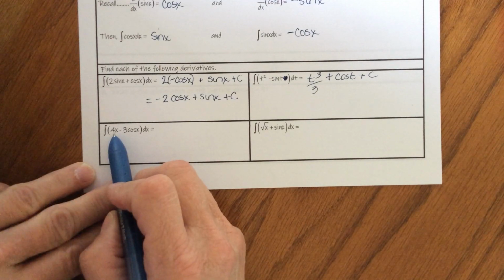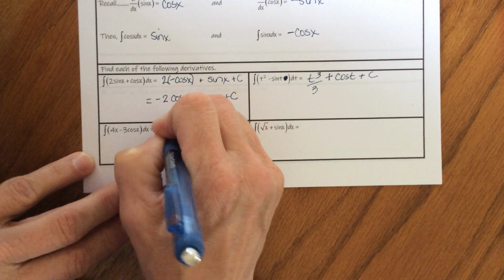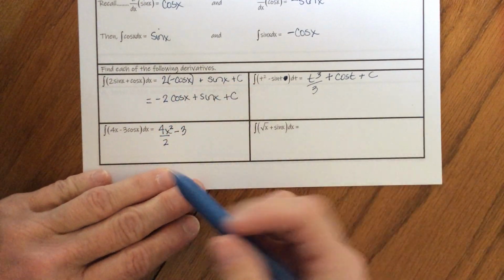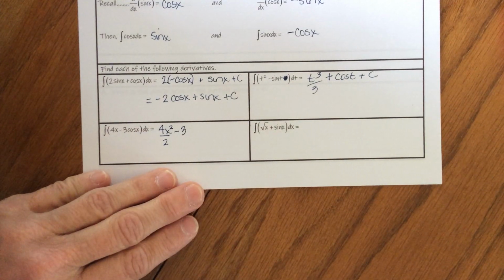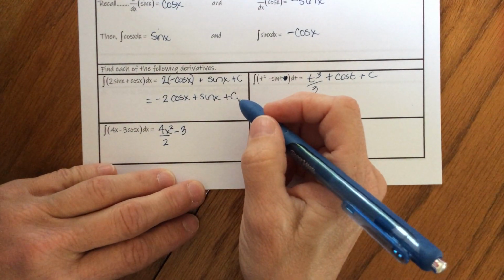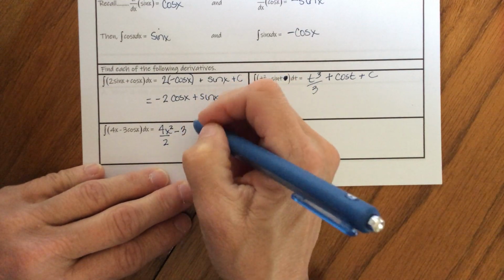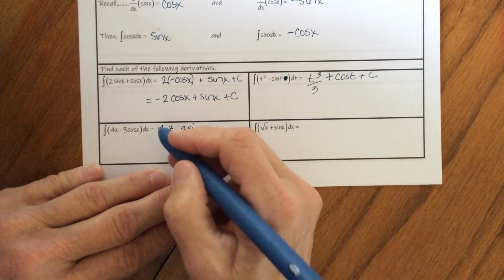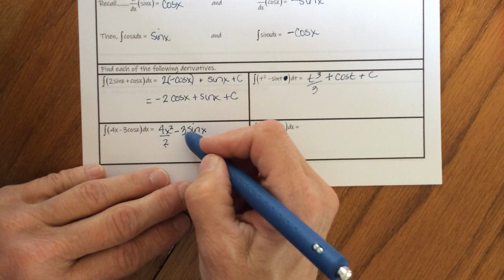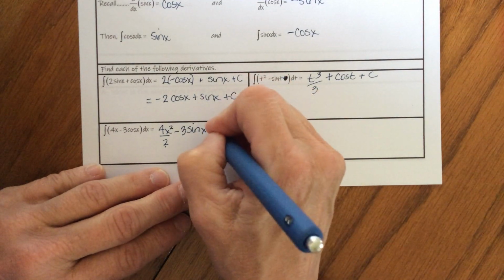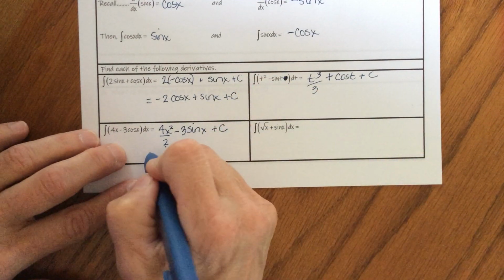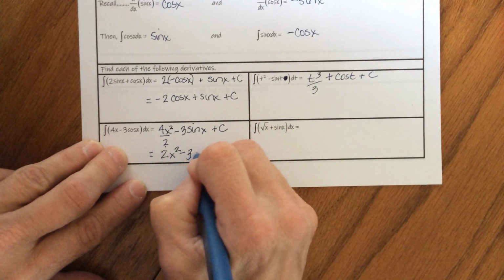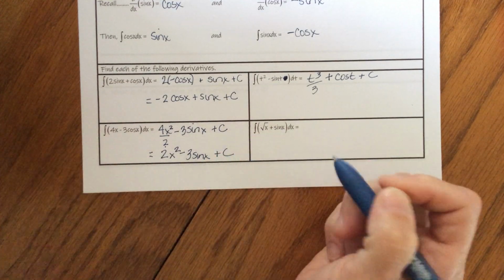What is the antiderivative of 4x? That would be 4x squared over 2 minus 3. What is the antiderivative of cosine? The antiderivative of cosine will be sine. So I have 4x squared over 2 minus 3 times sine of x, and then I need to add c. Now cleaning this up, that leaves me with 2x squared minus 3 sine of x plus c.